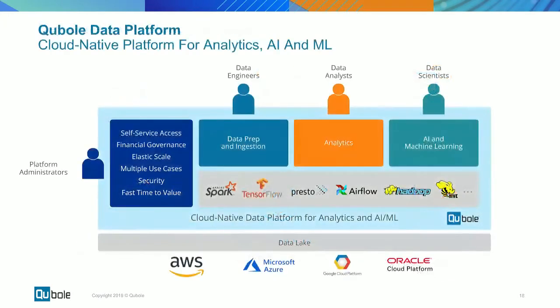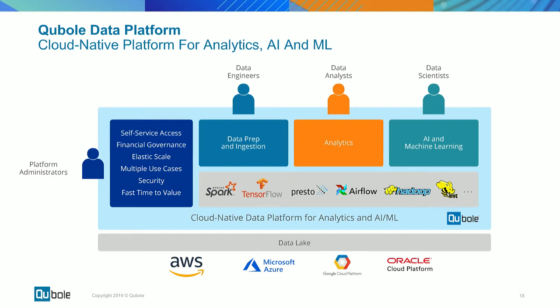So after looking at some of the advantages of what cloud offers, or the data platform that is typically available in the cloud, let's look at the cloud native data platform that Qubole offers. If you're looking at this slide, just focus on the very bottom of the screen where it talks about data lake and then various clouds. So the Qubole platform is a cloud native or cloud agnostic data platform.